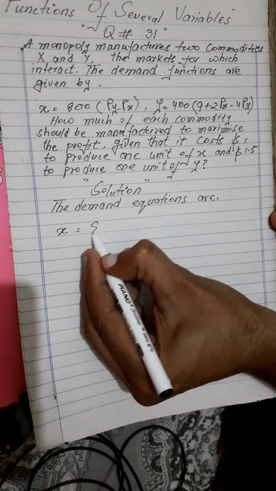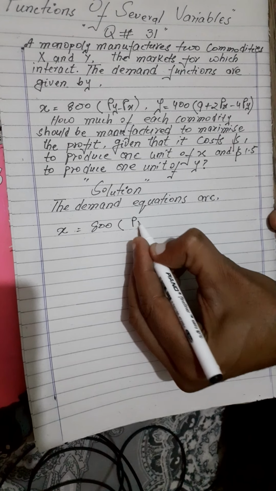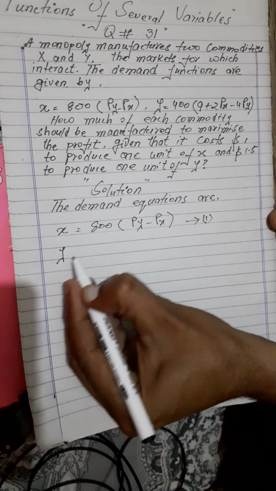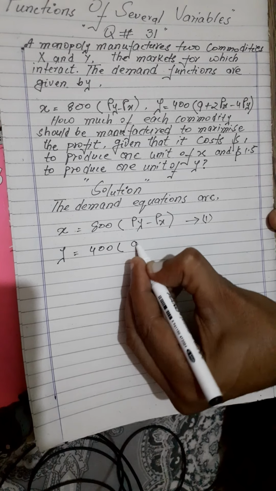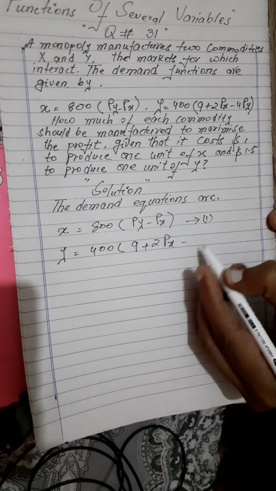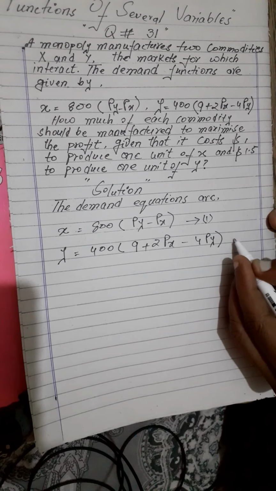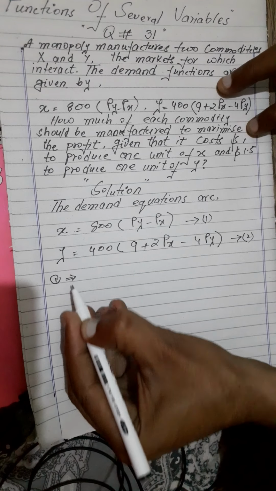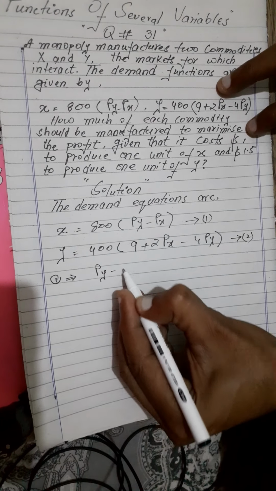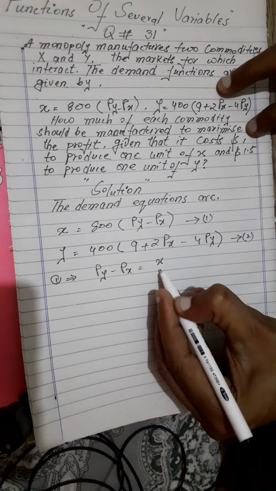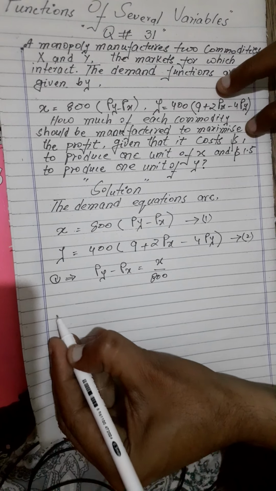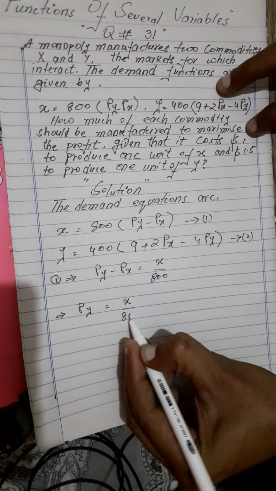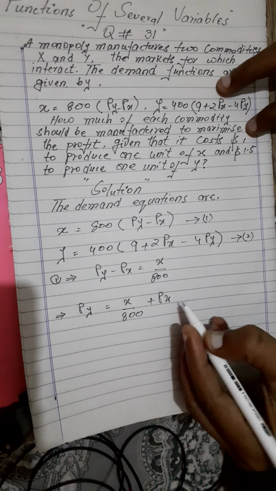x equals 800 times (Py minus Px). This is our first equation, and y equals 400 times (9 plus 2Px minus 4Py). This is our second equation. Now, equation 1 implies Py minus Px equals x by 800. This implies that Py equals x by 800 plus Px. This is our third equation.